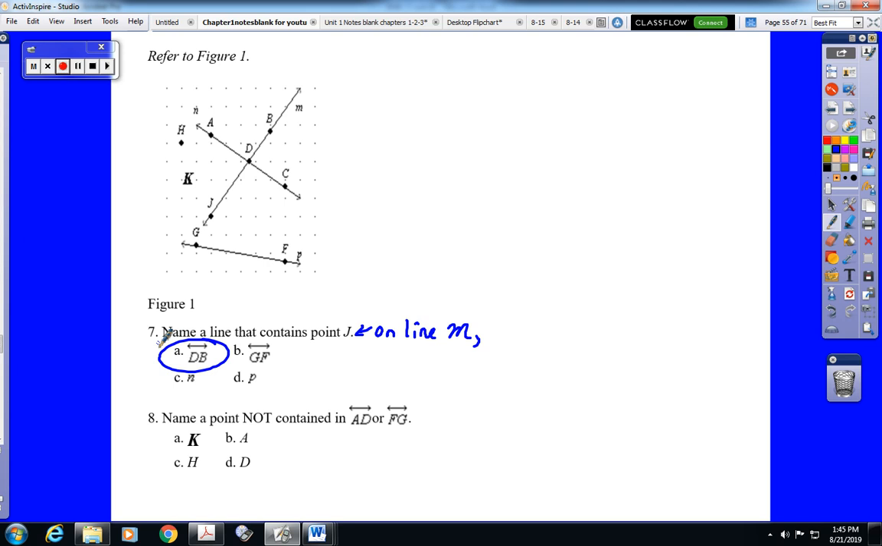Name a point not contained on line AD, that is line N, for those of you keeping track, or line FG, that is line P, for those of you keeping track. So we need a point that is not on either one of those 2 lines. As you can see, that rules out a lot of our options. The only points in this figure that are not on one of those lines are B, J, and H. K is a plane, not a point, so that's out immediately. A is on line N, and D is on line N as well. So our answer there would be C.